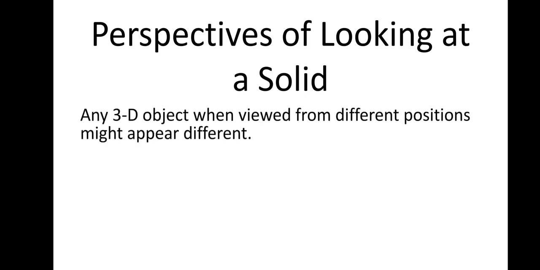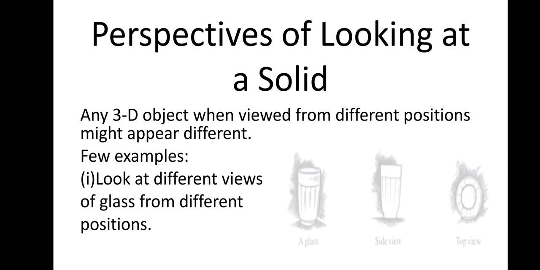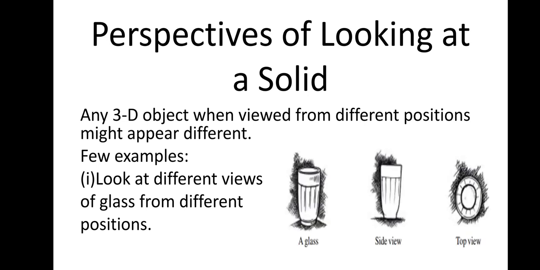Any 3D object when viewed from different positions might appear different. I have tried to show you a few examples. First one can be, look at the different views of a glass from different positions. If this is the glass, and if I look at this glass from the top, then I will be able to see a circle. This is the third figure. If I look at this glass from the side, then this second figure will be your side view.